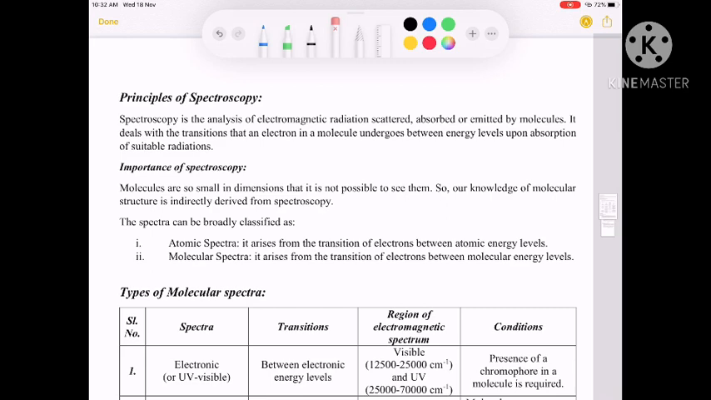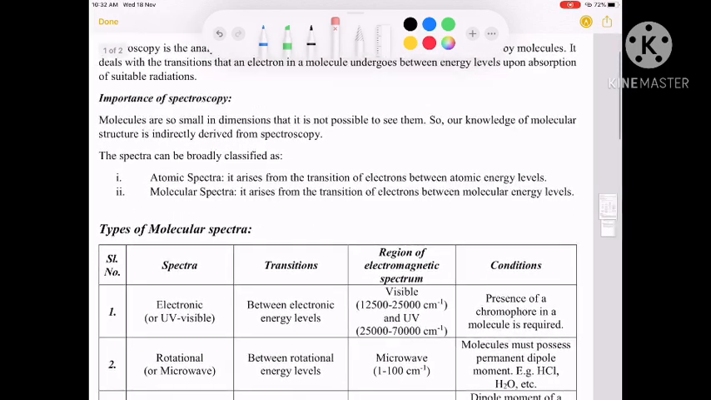In this part, this is the principle of spectroscopy we have already discussed. Then we had two different types of spectroscopy: atomic spectra and molecular spectra. I have just discussed how spectra occur, absorption or emission spectra. If the electronic transition takes place in an atom, it is called atomic spectra, and if it takes place in a molecule, it is called molecular spectra.